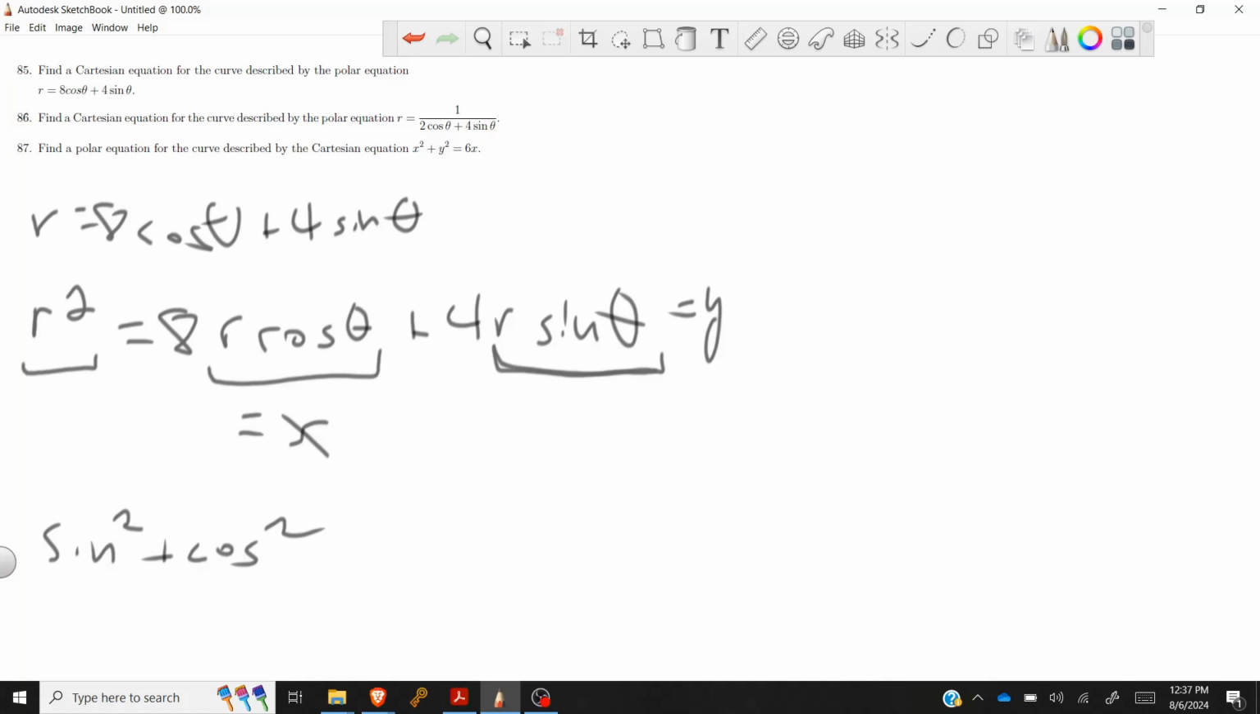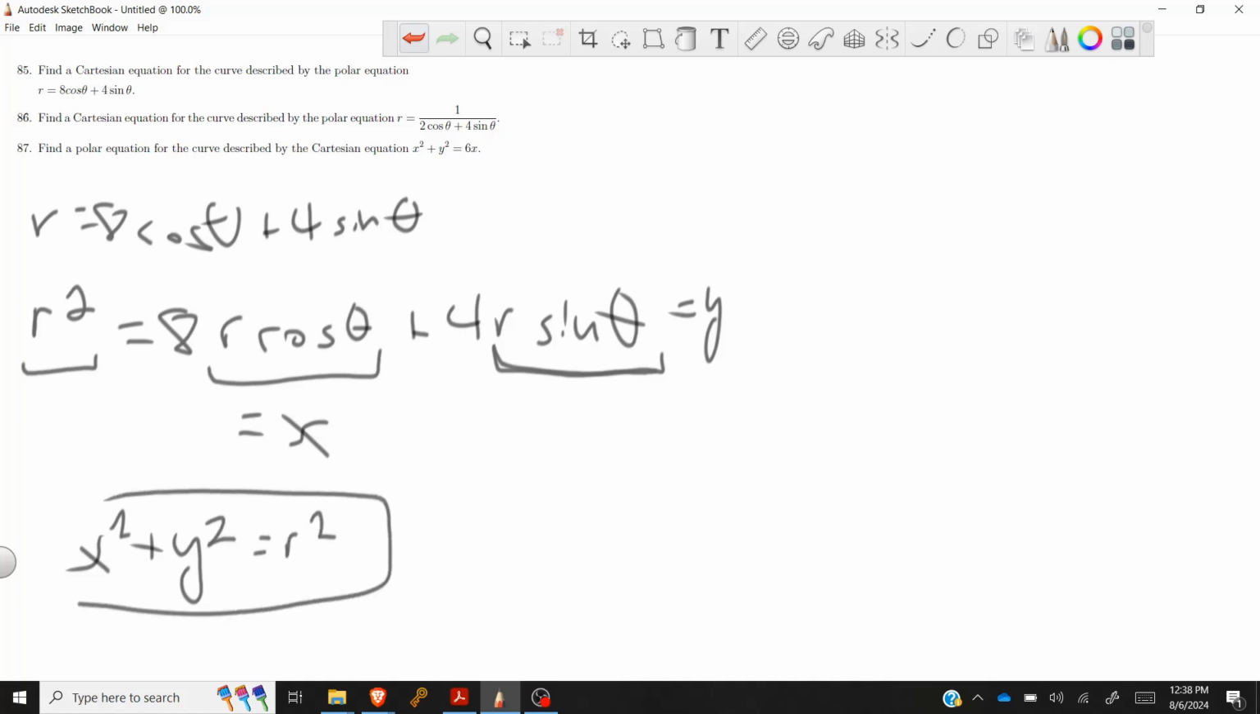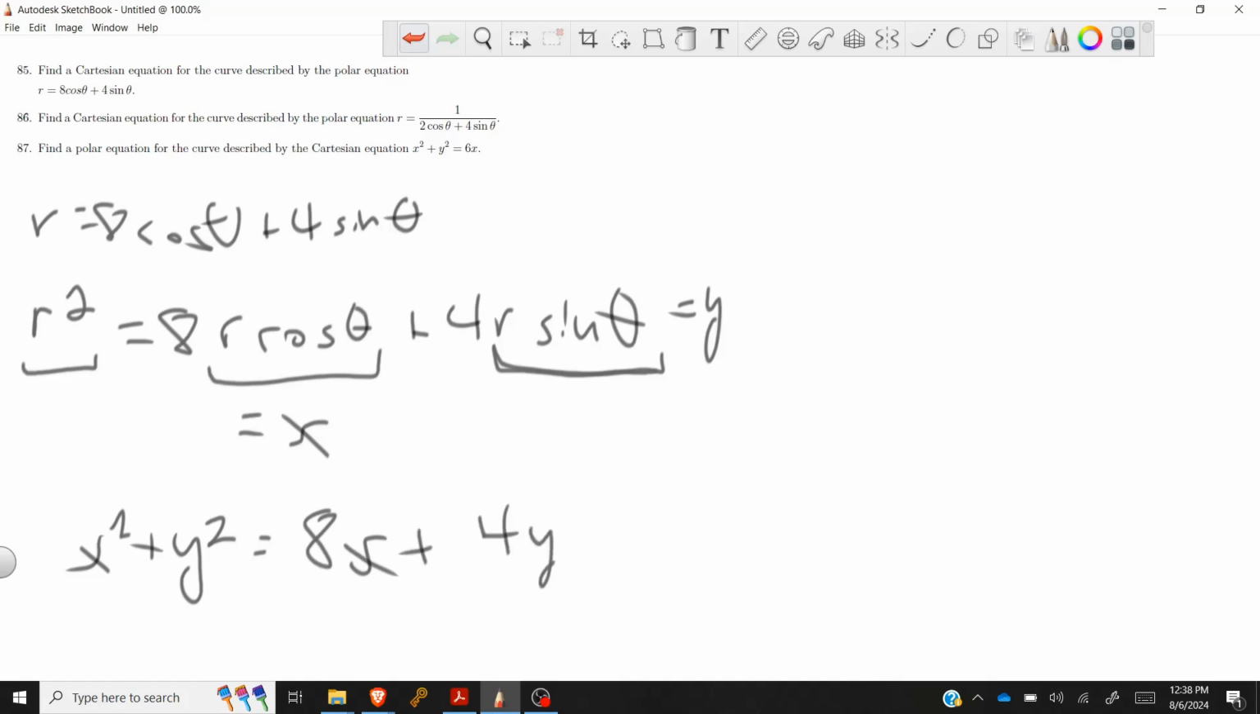Or not sine squared plus cosine squared. It would be x squared plus y squared. Right, from this equation of a circle. So now we can rewrite our equation with the left side as x squared plus y squared, with 8x plus 4y.